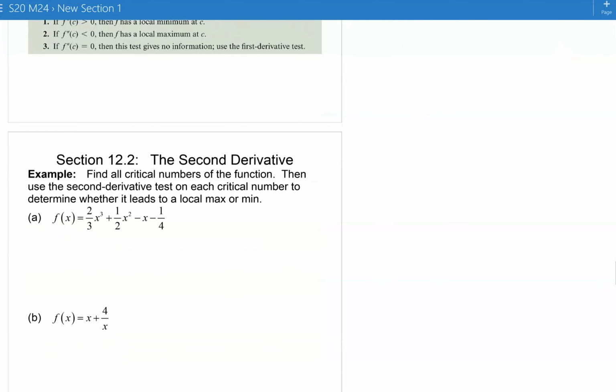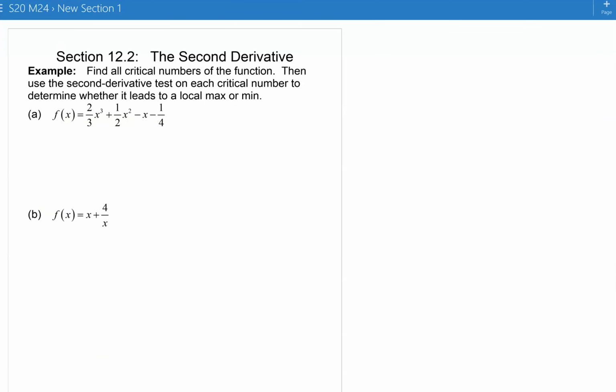Okay, so let's look at how that will work. So let's follow the instructions here. Find all critical numbers. So that says find the first derivative. So I'm going to have 2x squared plus x minus 1. Then to find critical numbers, I need to set the first derivative equal to 0. So that's going to happen, let's see, factor and use the zero product principle.